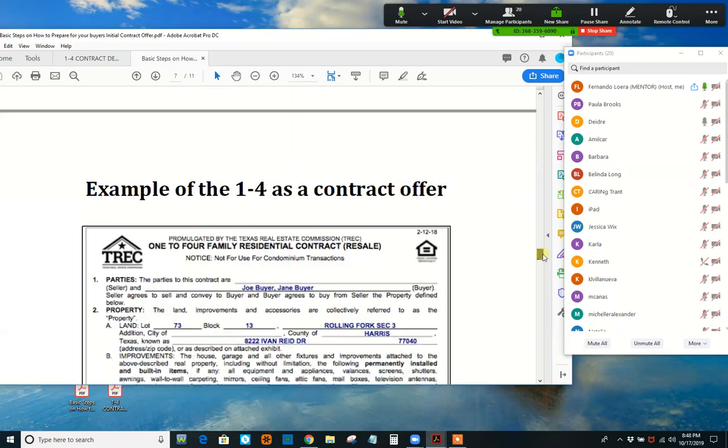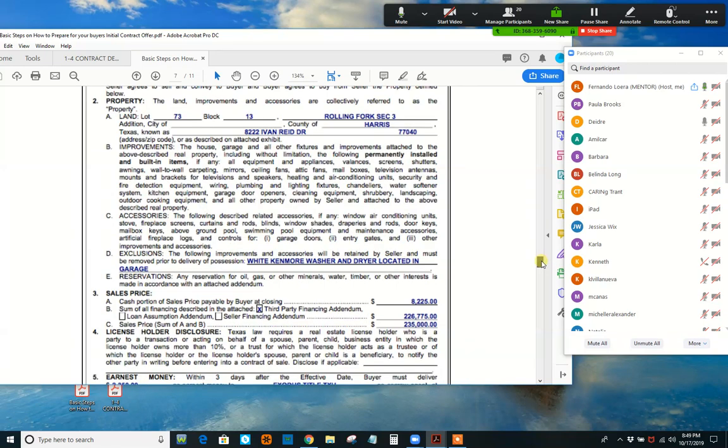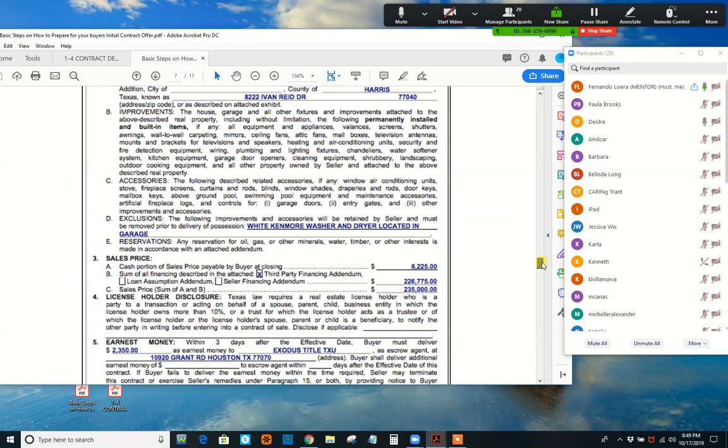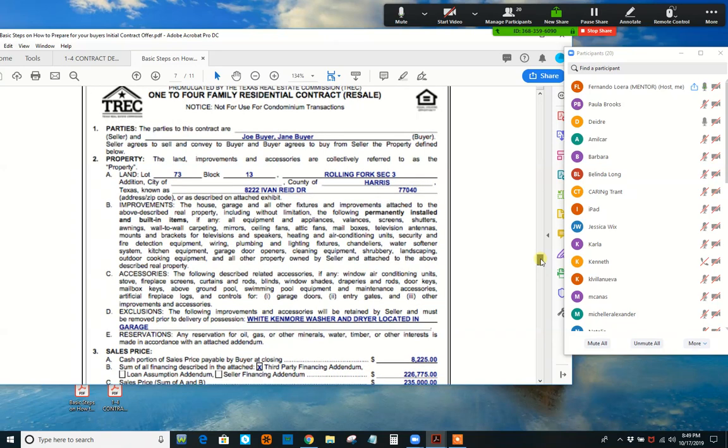Okay. So here's an example of the 1-to-4 contract offer. A common question that I always get from students is, hey, there's a lot of things blank, like it might be the seller, it might be the title company. Sometimes different things are blank, and it's okay. Most of you have a mentor, and we can give you direction on that. But this is what we consider a contract offer to begin with.